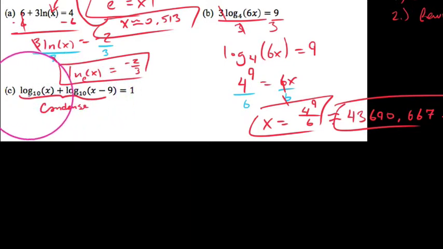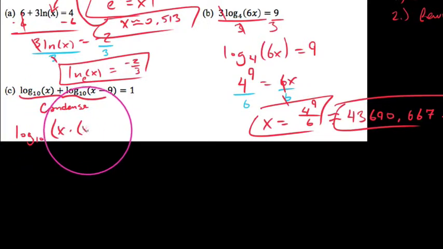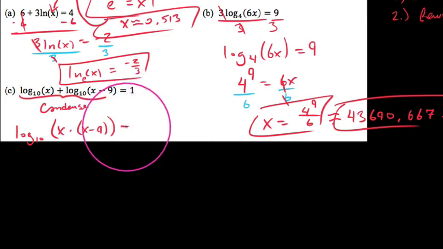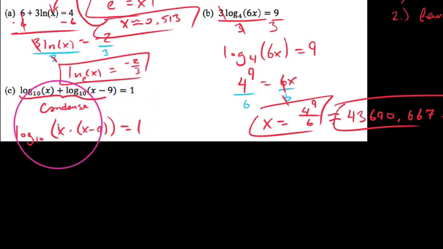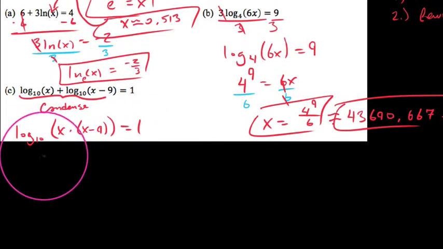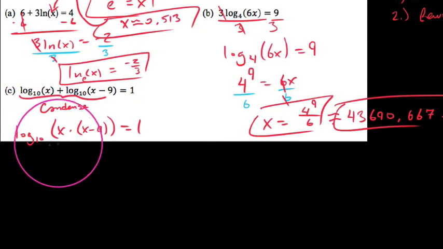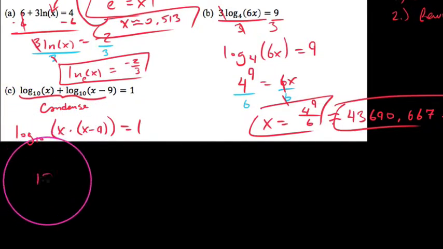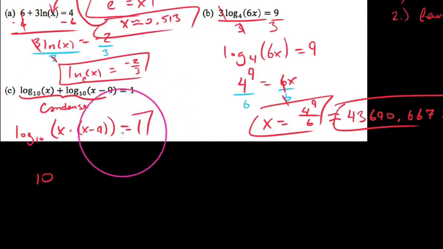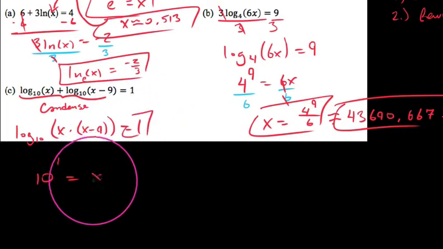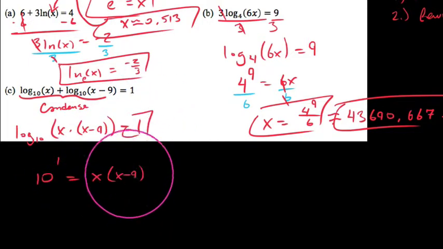I notice that these have the same base. They're both common log, so log base 10. So I could say the log base 10 of this plus the log base 10 of this, we could use the fact that if we did that, we get log base 10 of the product of these two things. So we get x times x minus 9 is equal to 1. Okay, and so here's the deal. We wanted to solve this thing, recall. So we got the log by itself, mind you. Rewrite this as the base to this power here, 10 to the first, is equal to x times x minus 9 is what we're saying.